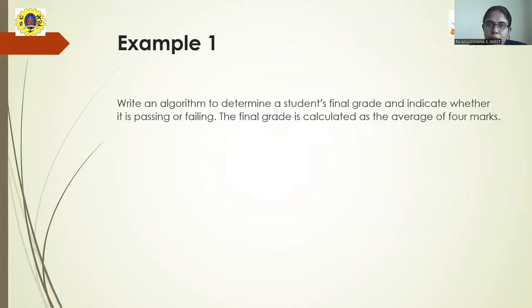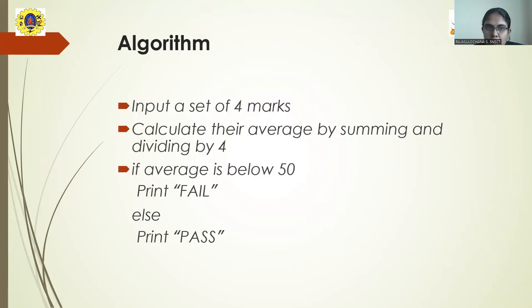Next, let us see few examples on writing an algorithm. So here the first example is you need to write an algorithm to determine a student's final grade and indicate whether it is passing or failing. The final grade is calculated as the average of 4 marks. Let us assume you have got scores for 4 subjects, namely maths, English, Tamil, and science. Now you have to calculate the student's grade based on these 4 marks. So let us write an algorithm.